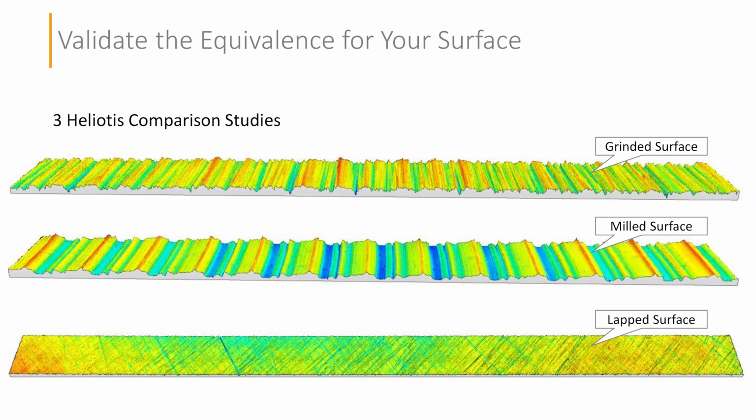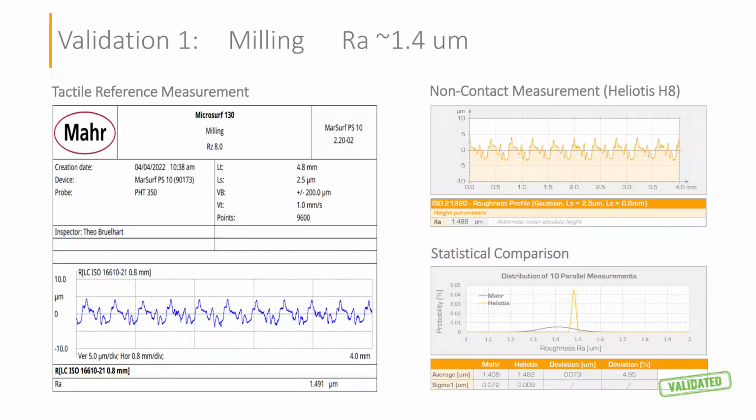To investigate this, we performed comparison measurements on three different surface finishes: a milled surface, a ground surface, and a lapped surface. Each surface was measured both with a tactile reference instrument and with a Heliotis non-contact 3D measurement system. The same profile roughness evaluation was then applied to the optical data. Let's look at the results. The first sample is a milled surface with an Ra value of approximately 1.4 micrometers. The tactile reference gives an average Ra of 1.409 micrometers, while the optical measurement gives 1.482 micrometers. This corresponds to a difference of approximately 5%.